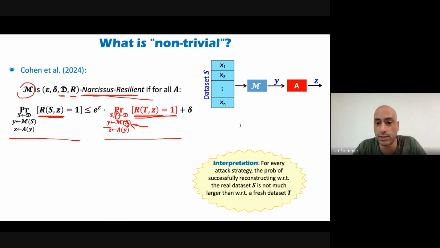Now the security definition says that whatever A is doing, whatever strategy it is using, the probability of a successful reconstruction with respect to S should not be much larger than with respect to the fresh dataset T. So intuitively, if M is secure, then the attacker cannot achieve non-trivial reconstruction, because whatever it reconstructs is also a reconstruction with respect to the fresh dataset, and we consider this to be trivial.